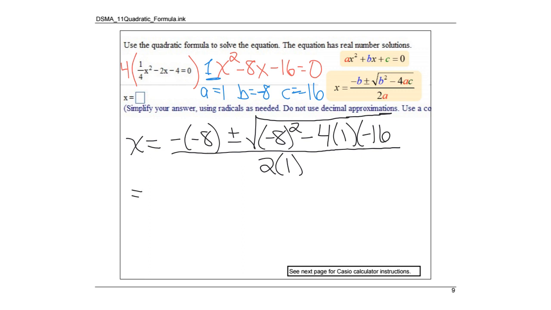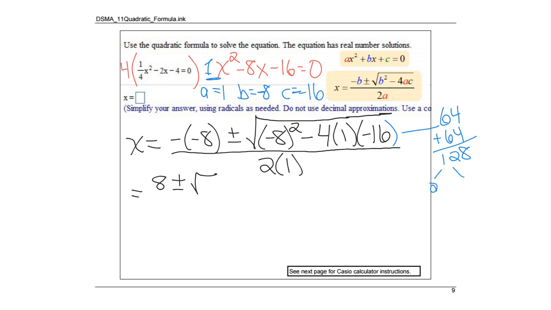So the negative of negative 8 is positive 8. Let's come over here and take care of under the radical. So negative 8 squared is 64. Whoops, I didn't finish this. Negative 4 times negative 16 is also 64. So that gets me to 128. All right, so we are going to have to clean this up. So let's start breaking it down.